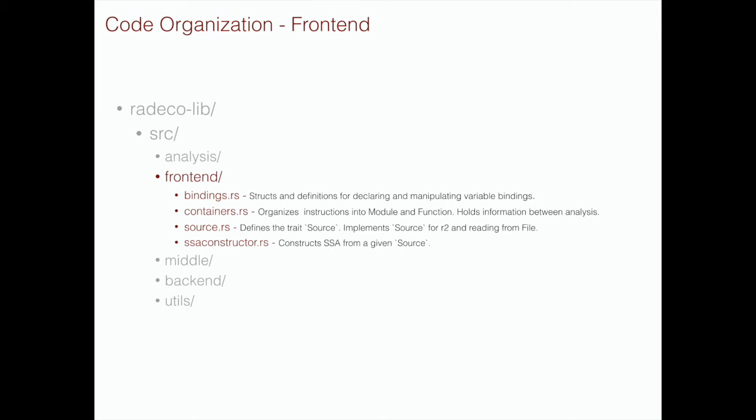The front end contains four files which are important, and the SSA constructor is the one which takes in the source and converts it into the radeco SSA IR, and source contains the trait source. So if you're ever curious as to how I implement a new source or integrate radeco into my project, source is where you need to be looking.